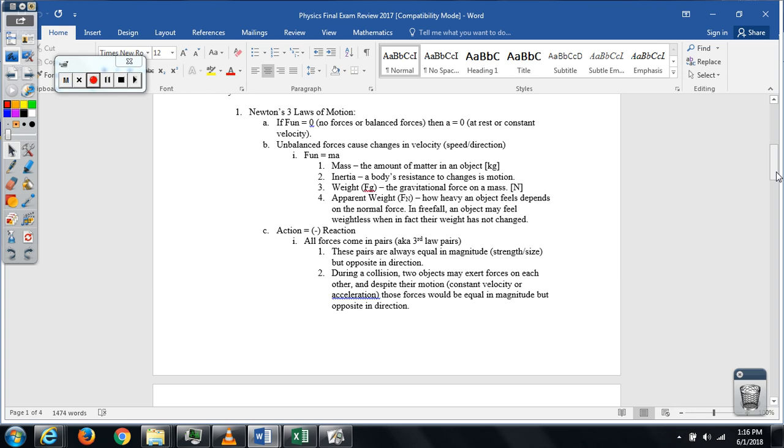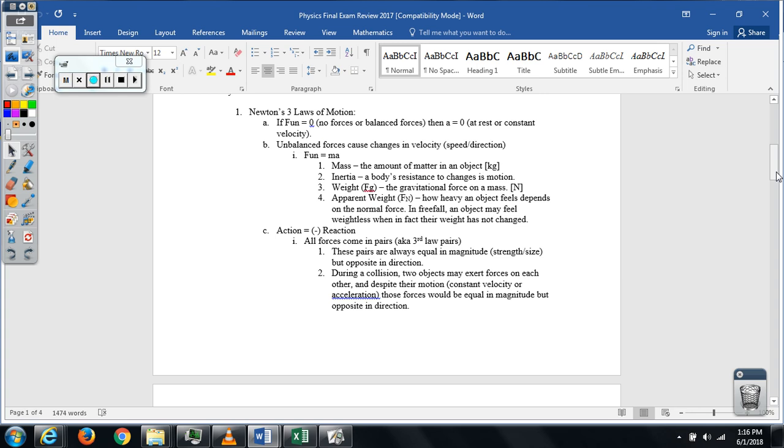But here on Earth, where we're dealing with forces all the time, we can still get this situation where objects stay at rest or objects stay in motion as long as the forces acting on them are balanced. So if F_net equals zero, then acceleration must equal zero. Acceleration equal to zero just means that the velocity cannot change.